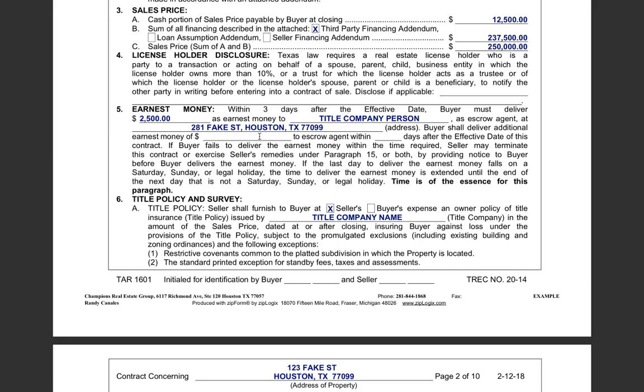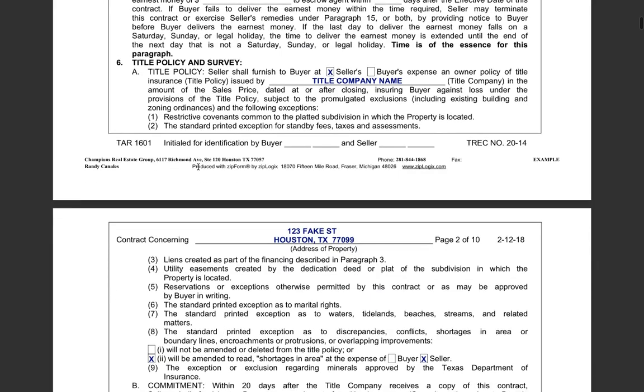So let's go ahead and move on to paragraph 6 here, title policy and survey. The title policy, I'll say 9 out of 10 times, is going to be paid by the seller at closing. So as you can see here in this example, it says title policy, seller shall furnish to buyer at seller's expense an owner's title policy insurance issued by title company name. So whatever the title company that we're going to be closing at, whether it's StarTex Title, Capital Title, American Title, there's tons of them, the name of that title company is going to be listed right here.